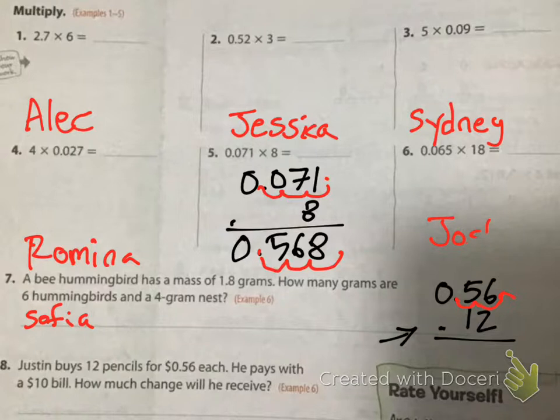2 times 6 is 12. You carry the 1. Perfect. 2 times 5. Yep. 2 times 5 is 10. Carry plus 1 is 11. Excellent. But what can't we forget now?